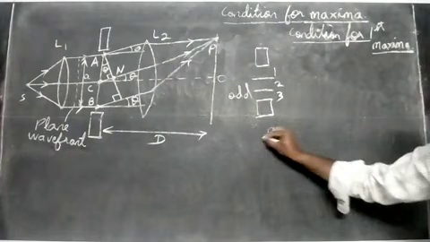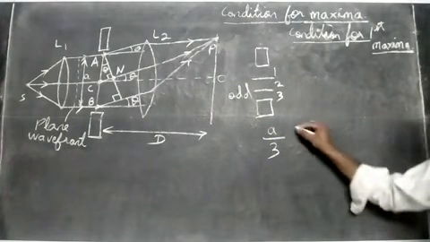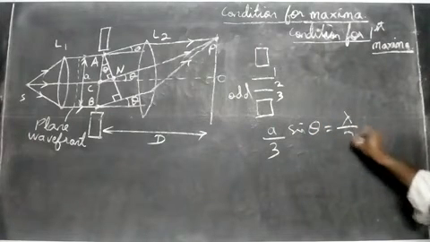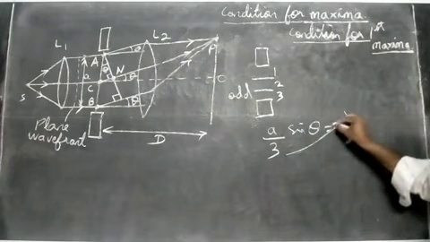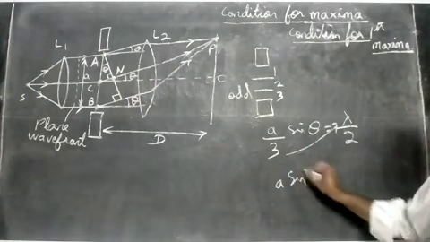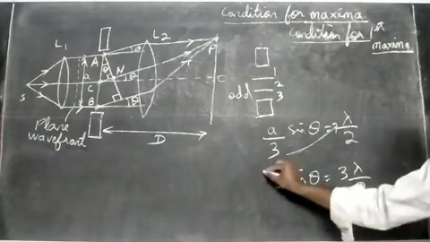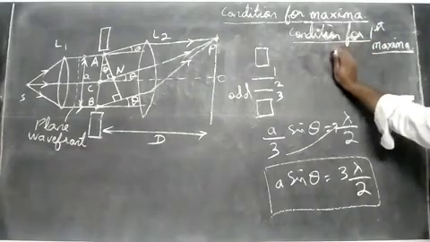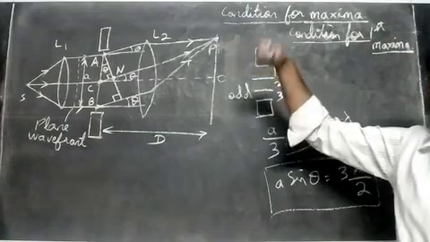We get here A by, in this case, 3. A by 3 sine theta is equal to lambda by 2. So what we do, we just cross multiply this 3 upwards here. So we get A sine theta is equal to 3 times lambda by 2. So this is the condition for point P to be the first maxima. It should be the first bright spot.